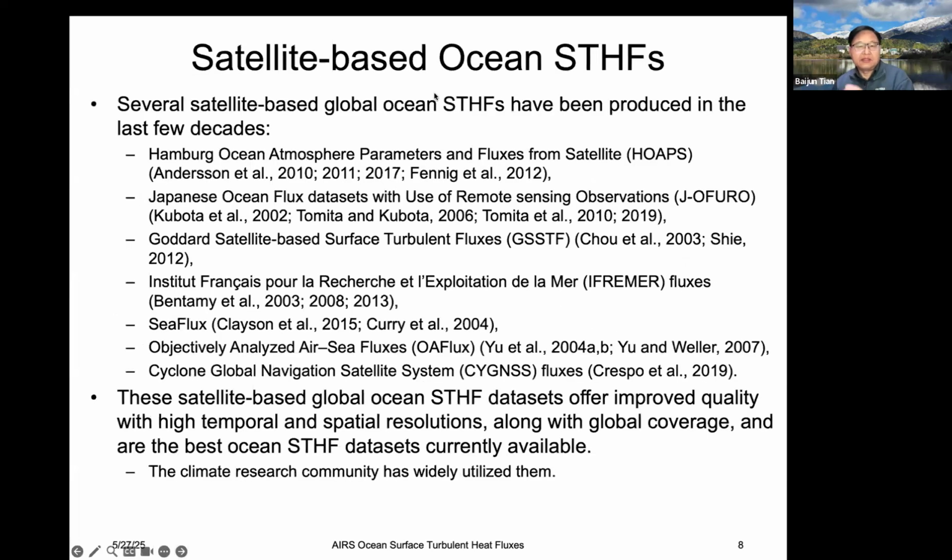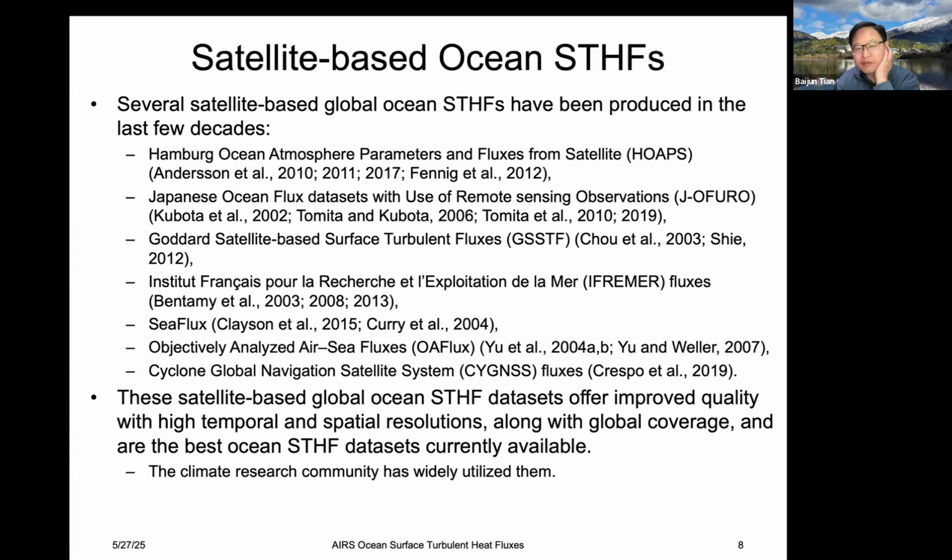Then the good thing is we have satellite data. Several satellite-based ocean heat flux products have been produced in the last few decades. The good things about satellite data are that they have high spatial and temporal resolution and global coverage. These have the best coverage available and have been extensively used by the community.